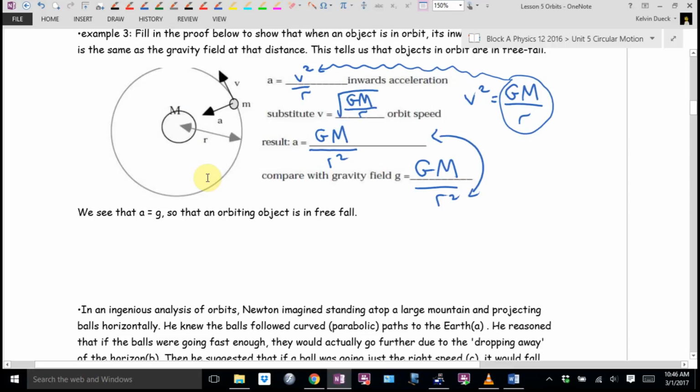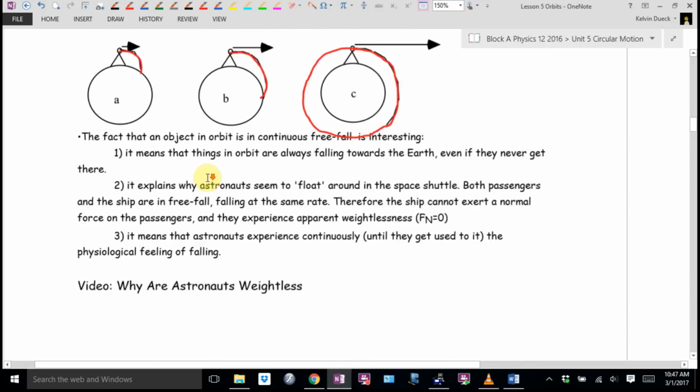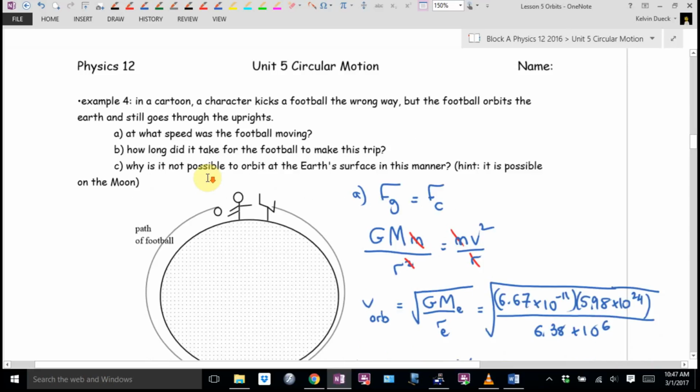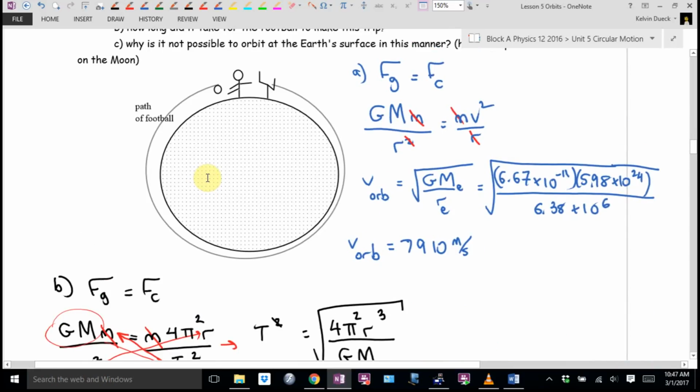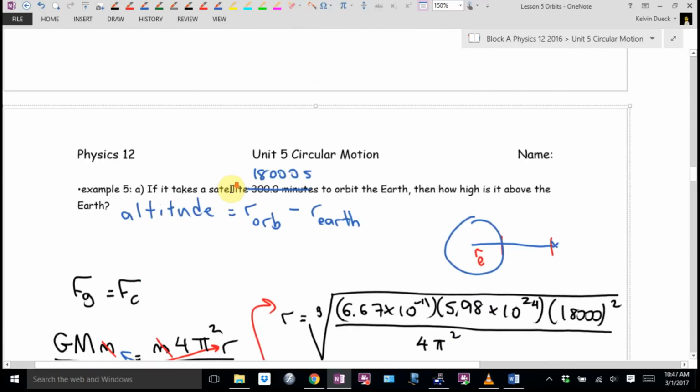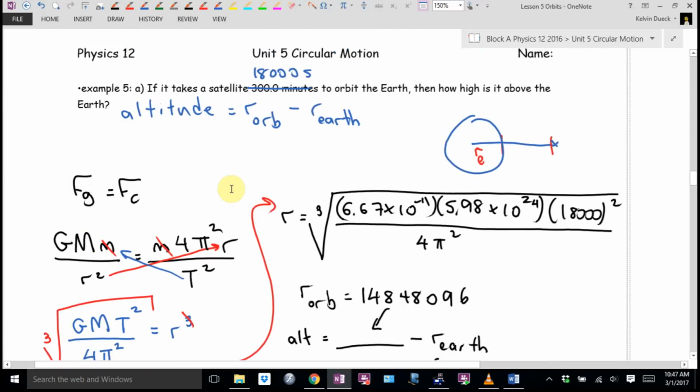We proved that the gravitational field in orbit and the circular acceleration in orbit were the same, which meant that if you're in orbit, you're in free fall. We talked about why astronauts are weightless. We even calculated how fast you would need to travel to orbit right at the Earth's surface. It's calculatable. And we started looking at example 5. By the way, I like example 5. Example 5 is fundamental to what we're going to be doing on rocket science.